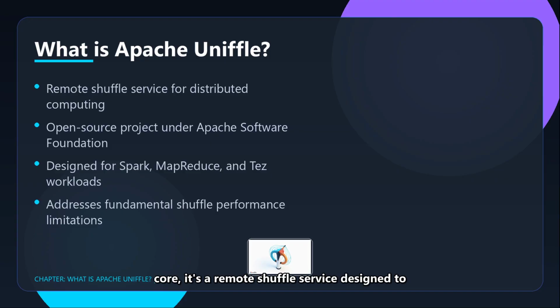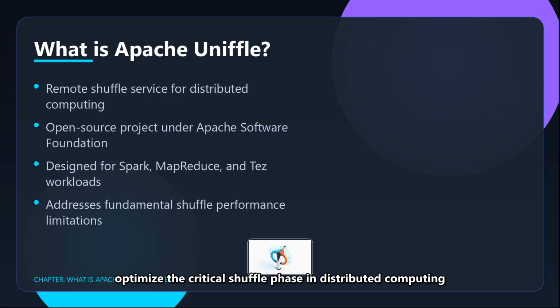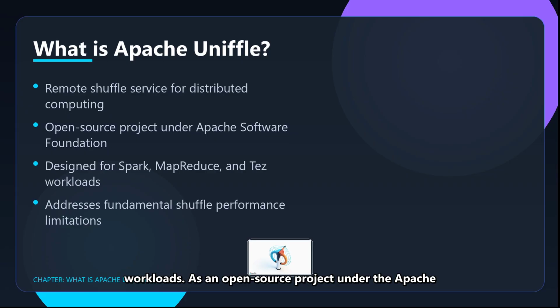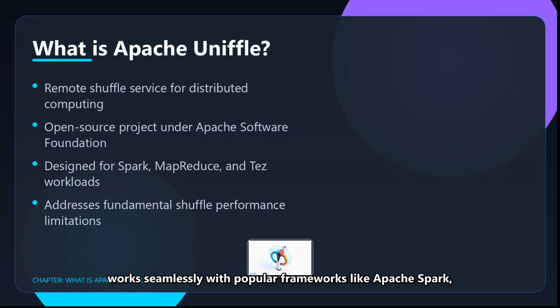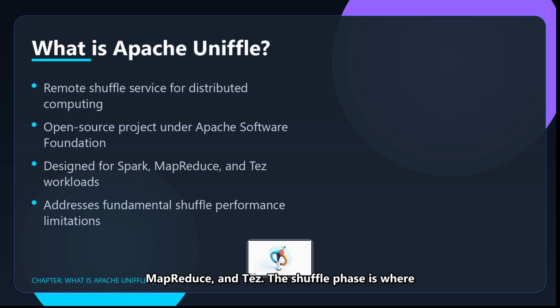At its core, it's a remote shuffle service designed to optimize the critical shuffle phase in distributed computing workloads. As an open-source project under the Apache Software Foundation, Uniffle provides a vendor-neutral solution that works seamlessly with popular frameworks like Apache Spark, MapReduce, and Tez.